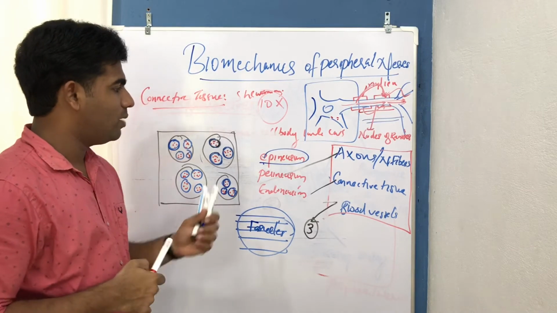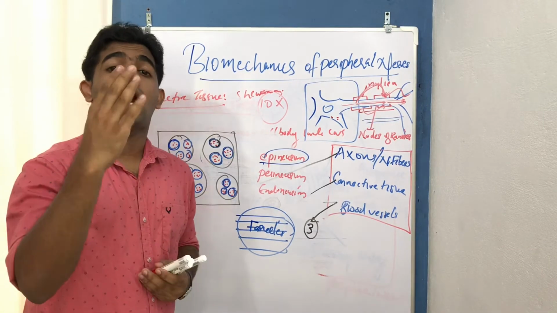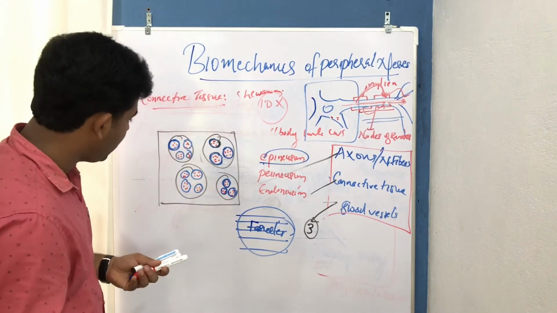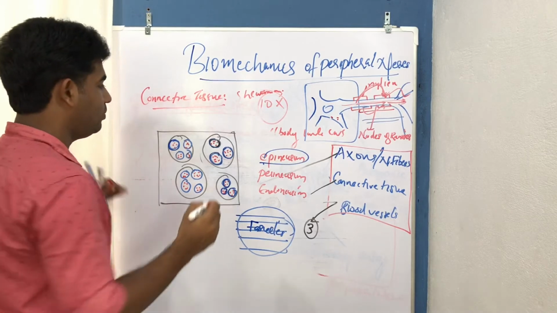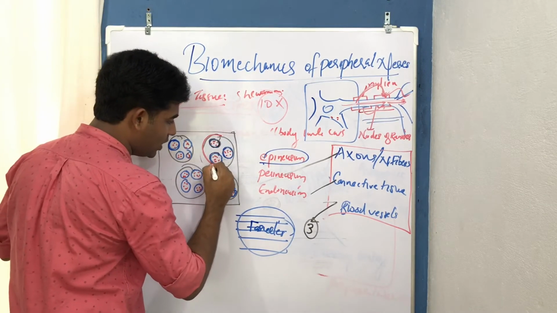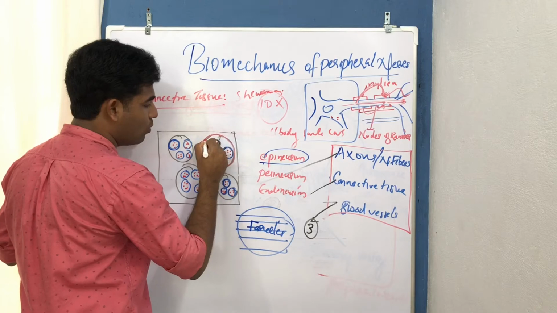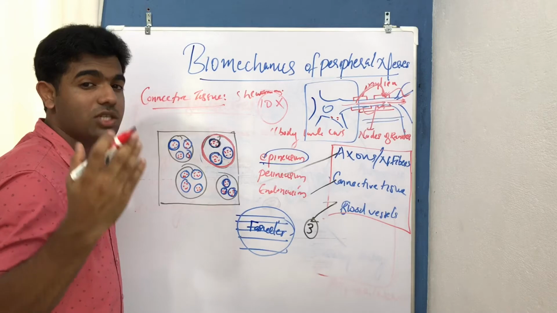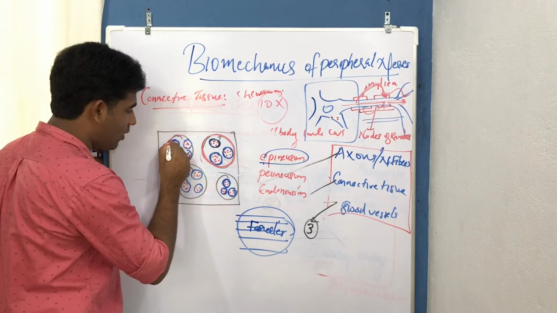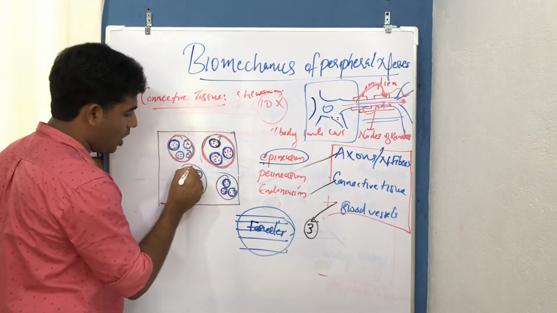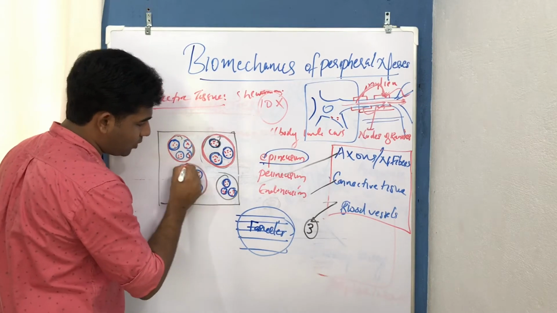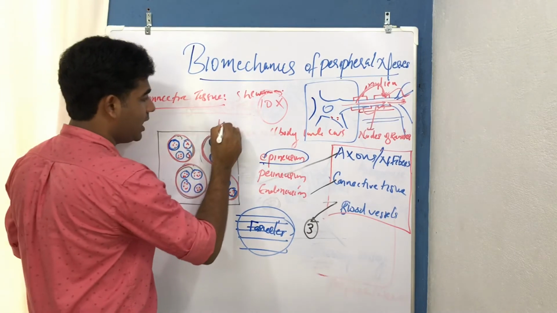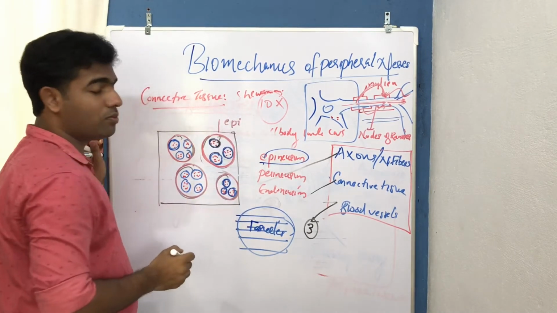Now, what do you mean by epineurium? Epineurium is the outermost covering of the nerve, which covers the entire nerve. That means it lines the nerve bundle. So it is a covering that covers the nerve bundle as a whole. This red coloring shows your epineurium. That is the outermost covering.